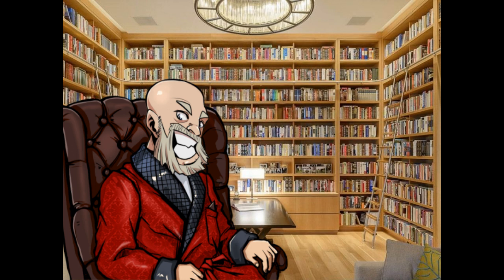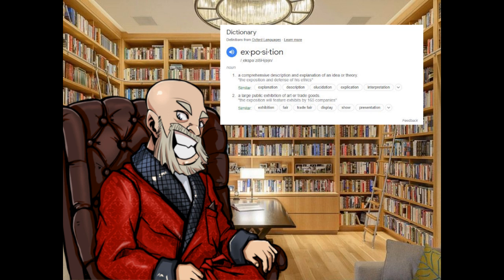Over the past 3 years of reviewing books, the common link between the worst stories I've read has been bad exposition. Before we get any further into the topic, let's define the term. We'll use the Google definition: a comprehensive description and explanation of an idea or theory. I like this definition because it's going to make it really easy to make my point.